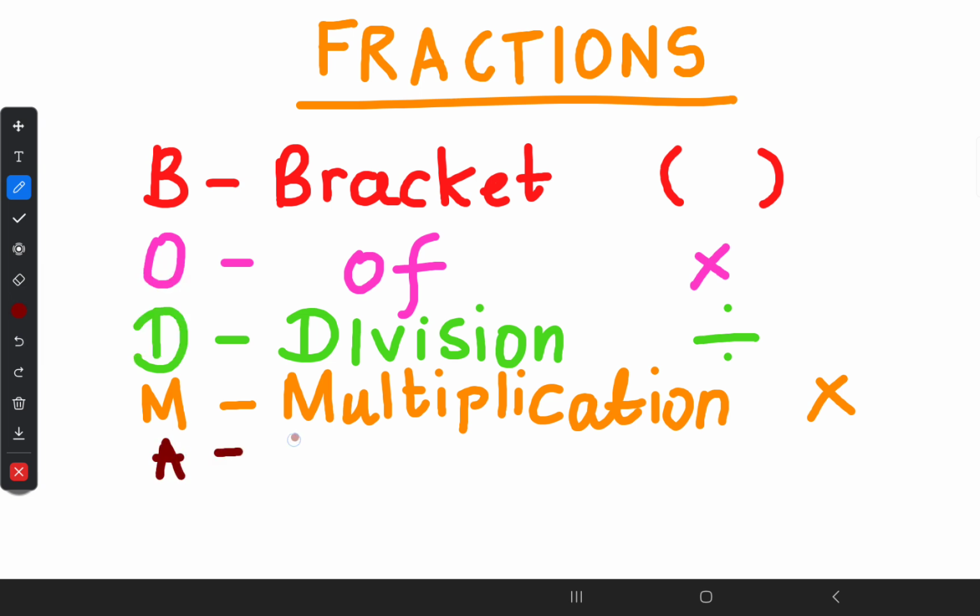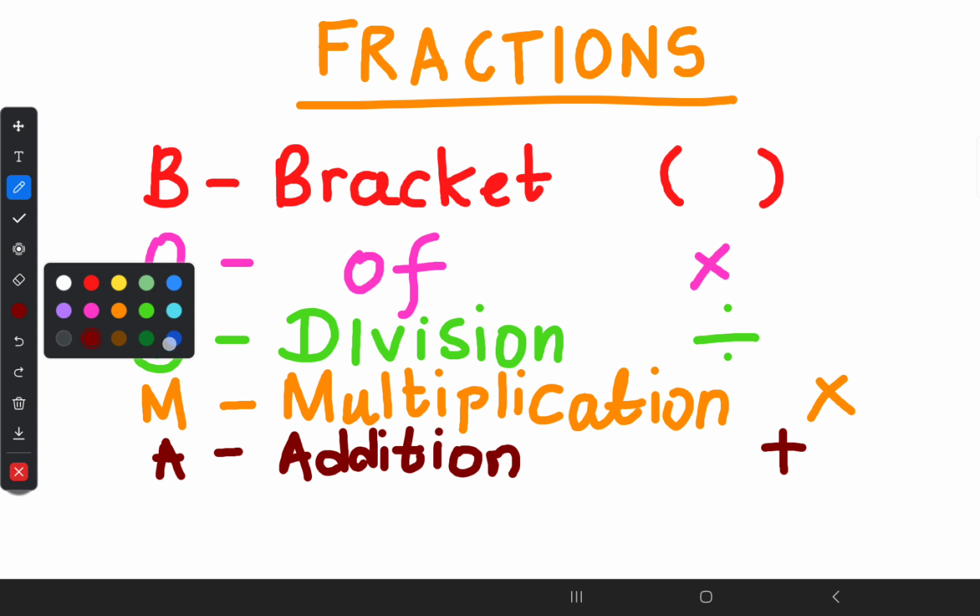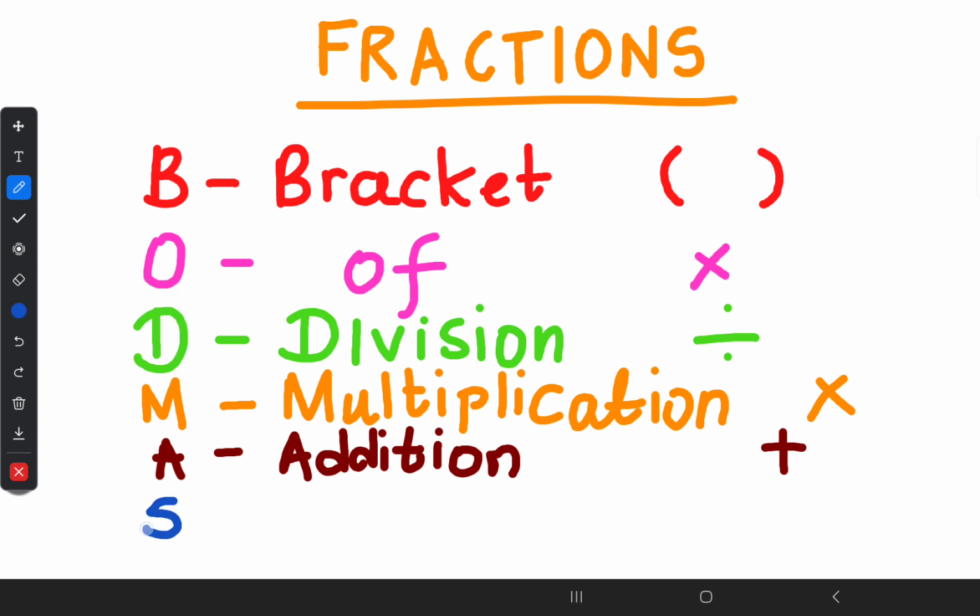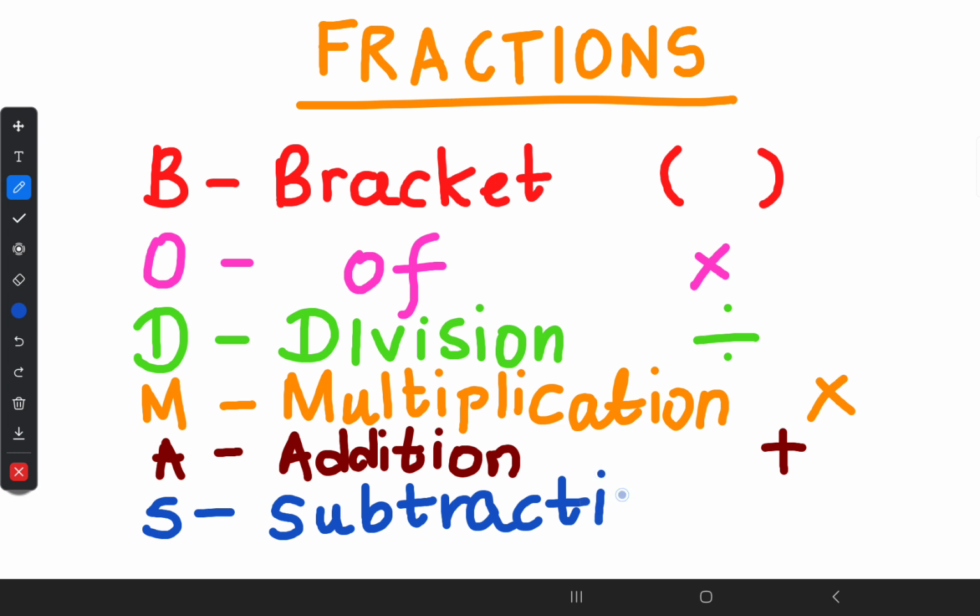Next, A. A means addition. Last one is S. BODMAS. Last one is subtraction. Subtraction means minus. This is the order we need to follow while doing operations of fractional values.